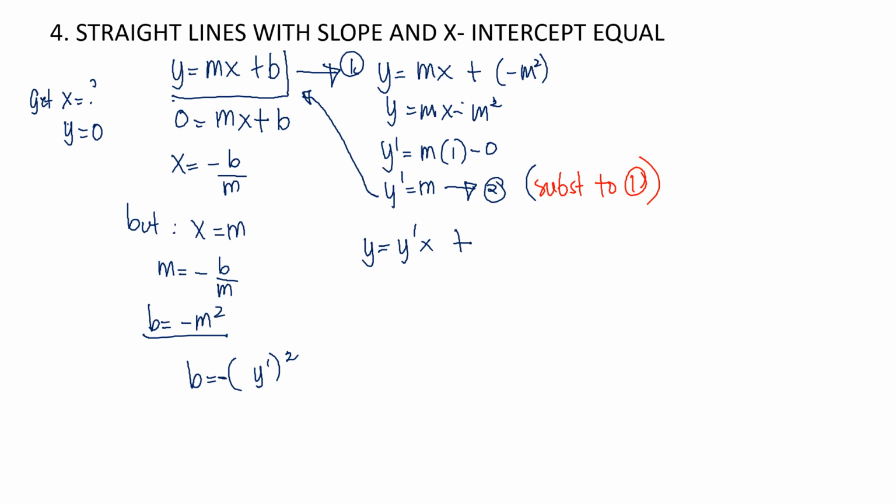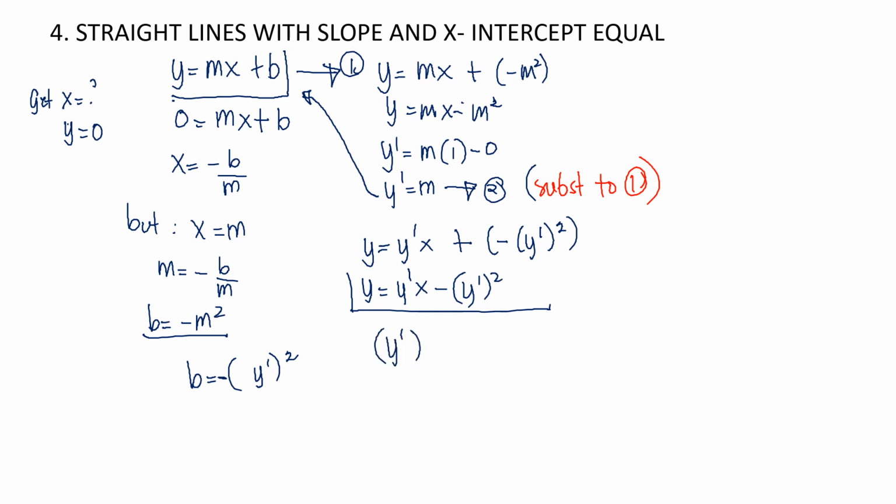So, therefore, this is b is negative y prime and then square. So, this will be y is equals to y prime x minus y prime squared. So, ito na yung ating sagot or our general equation. But, just simplify it, no? So, this will be y prime squared minus y prime x plus 1, y is equals to 0. So, this is our general equation.